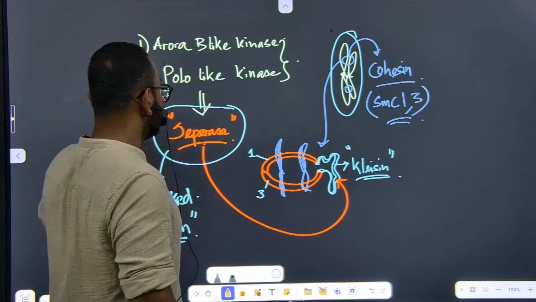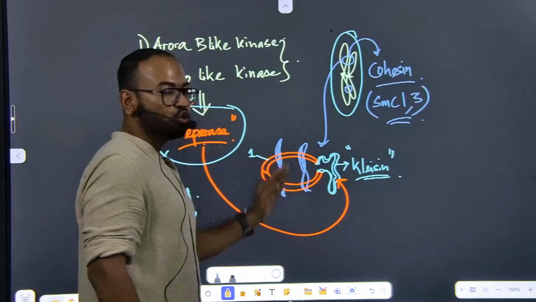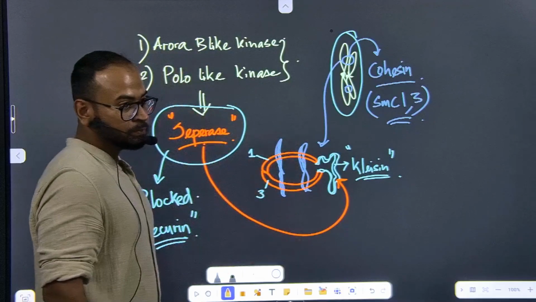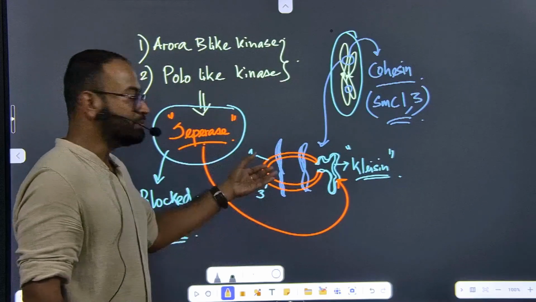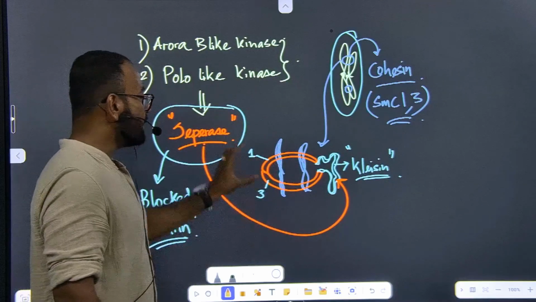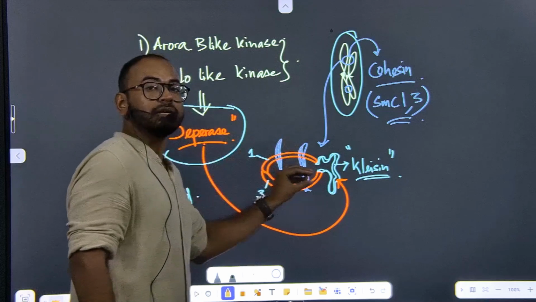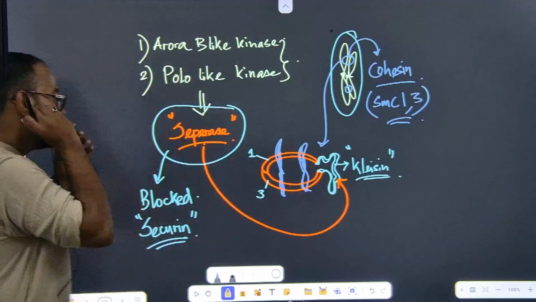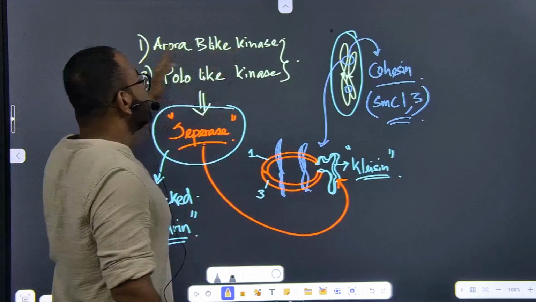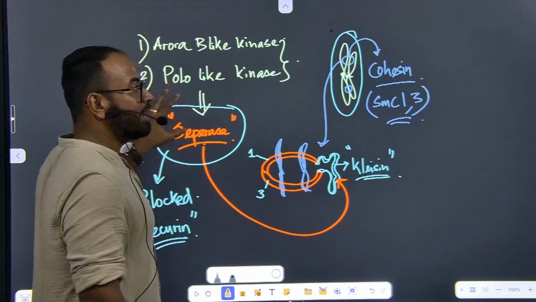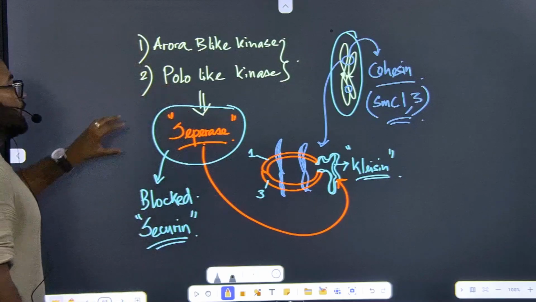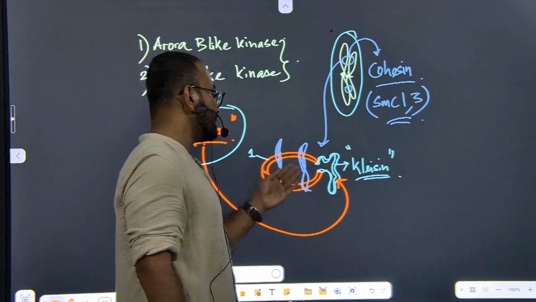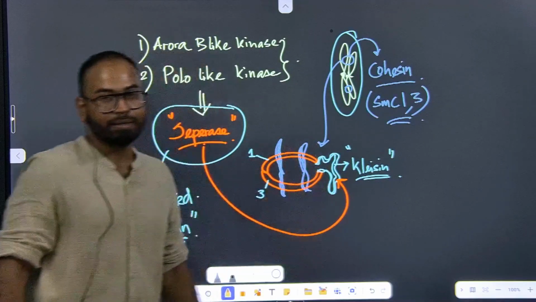I'm repeating myself. Initially, these two chromatids are attached with each other by means of cohesin. Cohesin is a combination of SMC1 and SMC3, and these two SMC units are attached with each other by means of a regulatory protein called claisin. Now, Aurora B-like kinase and Polo-like kinase are activating a protein called separase. This separase is cleaving the claisin. As a result, the chromatids are getting separated.